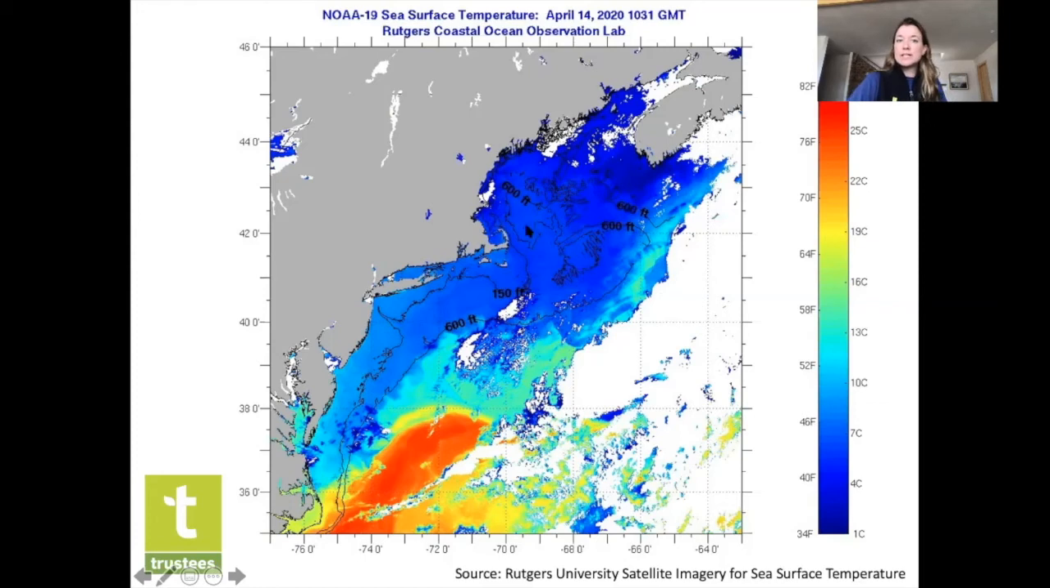So we're seeing here April 14th around us here in Massachusetts and on Martha's Vineyard. We're in this blue shade around 45, 46 degrees Fahrenheit, maybe even a little bit lower, so 6 degrees Celsius. And this is the sea surface temperature. If we look further south, we're seeing warmer temperatures, quite a bit of warmth right here up into the 70 degrees Fahrenheit.